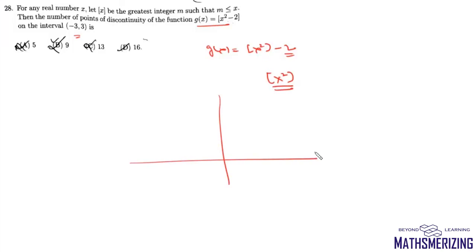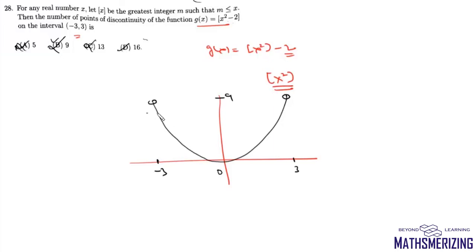So between minus 3 and plus 3, if we draw this graph, so this is 0, this is minus 3 and this is plus 3, its value will be 9. So this value is 9, and since minus 3 and plus 3 are not included, we don't have a problem with minus 3 and plus 3.